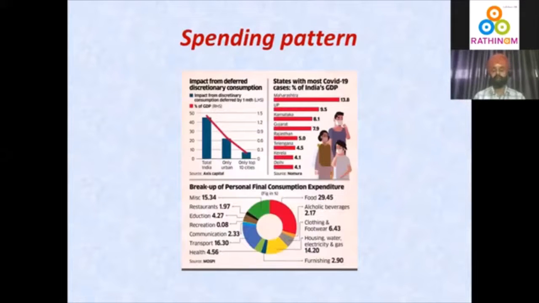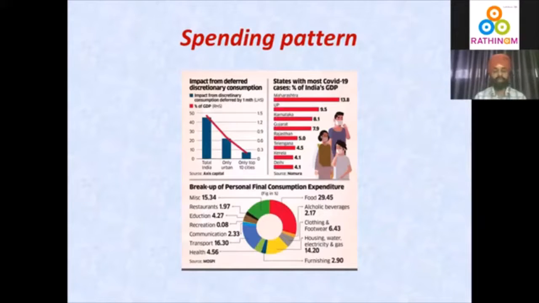Now, what is our spending pattern? What actually has happened? What have we been doing in the past and what has changed with COVID? What made the difference? Now, Access Capital did a study on deferred consumption. Deferred consumption means if you're not doing something right now, you're going to be doing it maybe 1 month later. And entire India, when you see that the percentage of GDP on your spending has gone down, entire India has gone down by say about 42%, which is a substantial figure.